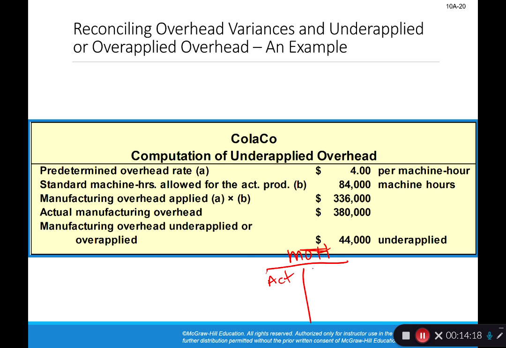where actual is on the left and applied is on the right. The actual manufacturing overhead is 380. The applied was 336. So the difference ends up being on the debit side, 44. And when we have a debit balance, it means the overhead is under applied. We didn't apply enough. You may remember Drew and Crow. Debit balances are under applied, credit balances are over applied.